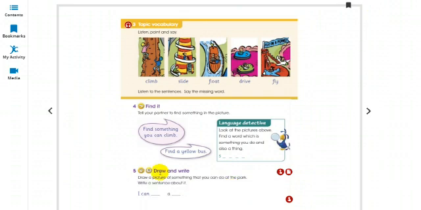Now draw and write. Draw a picture of something that you can do at the park. Write a sentence about it. So you have to draw something that you can do at the park and write the sentence. You can fill in the sentence given below. I can dash a dash. I can dash a dash. I can fly a plane. So I am going to draw a plane here.